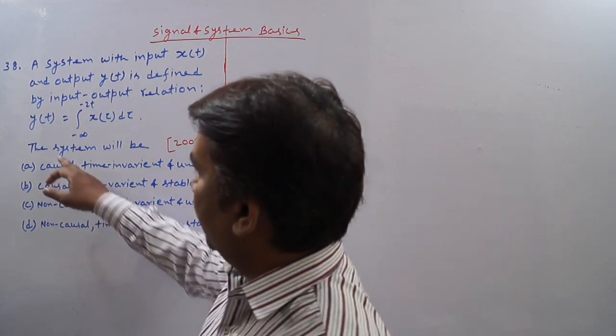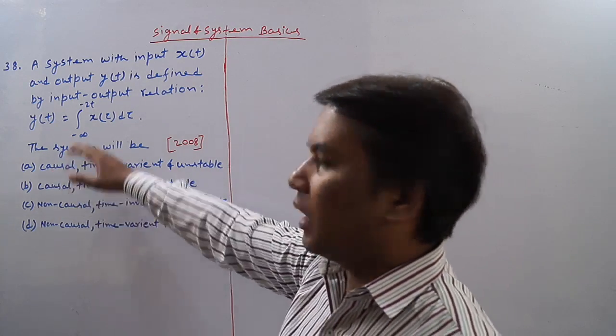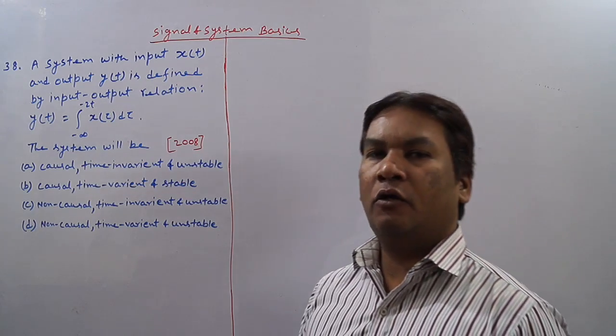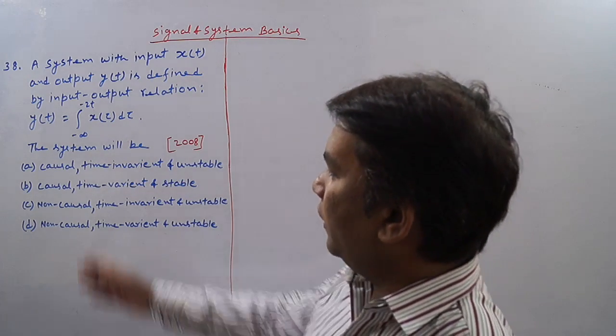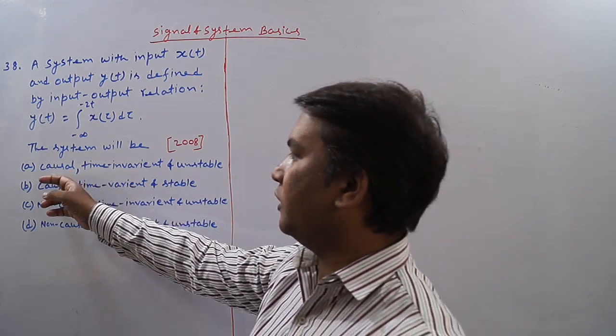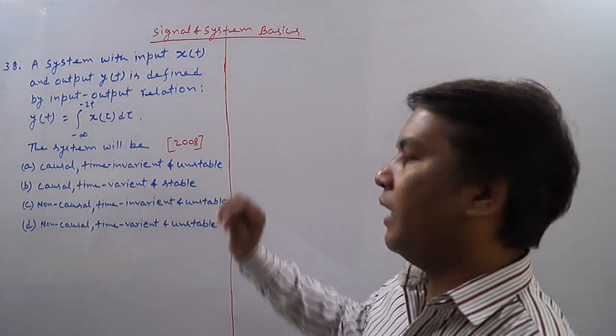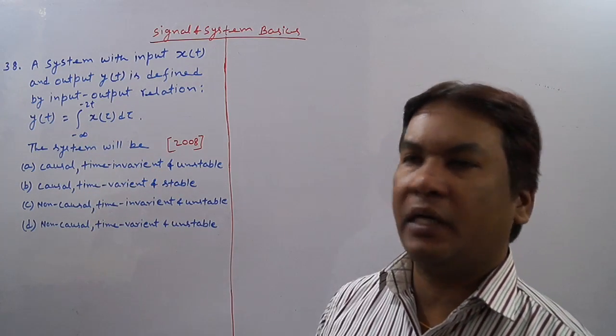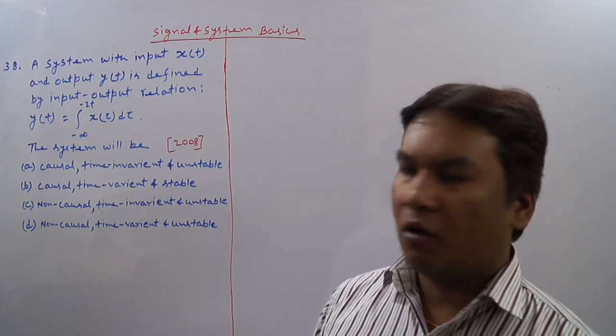So the system will be causal. There are 4 alternatives given, and this question has been asked in GATE 2008. In all the alternatives, the question is asking about causality, time invariance, and stability. So let us check whether the system is causal, time invariant, and stable or not.